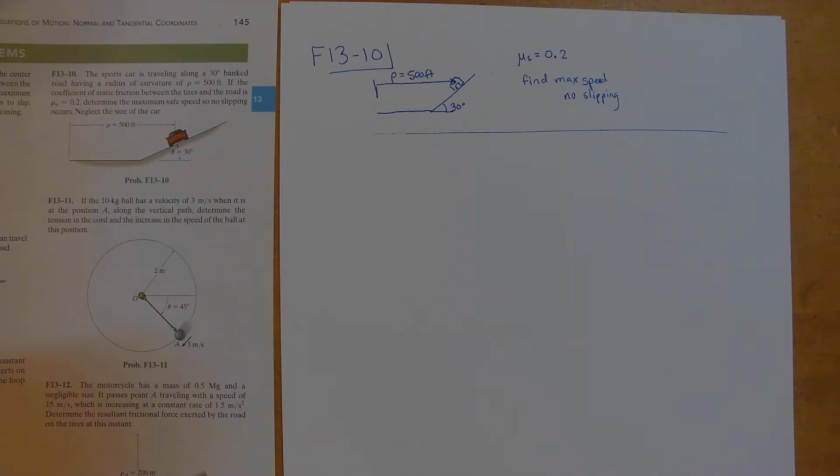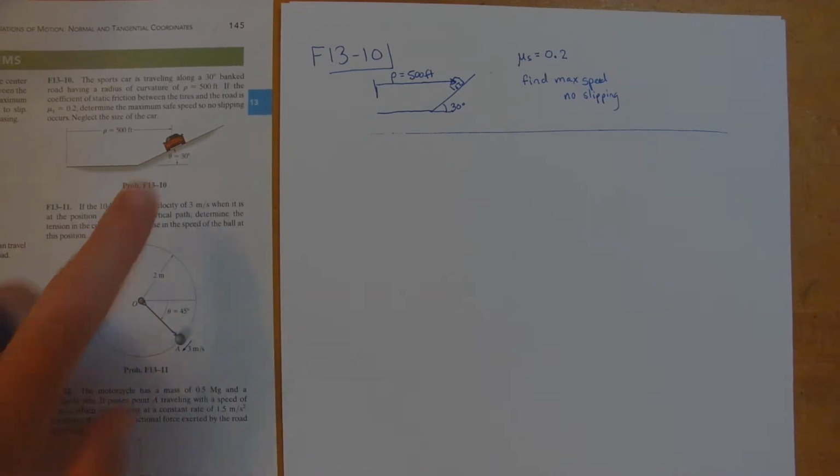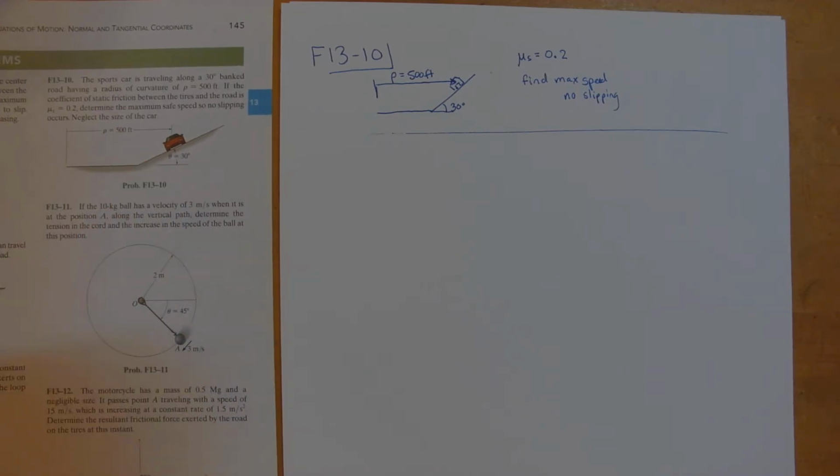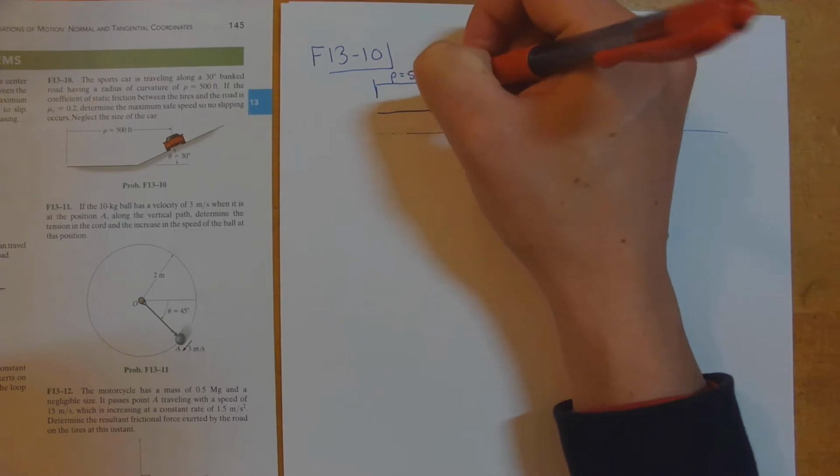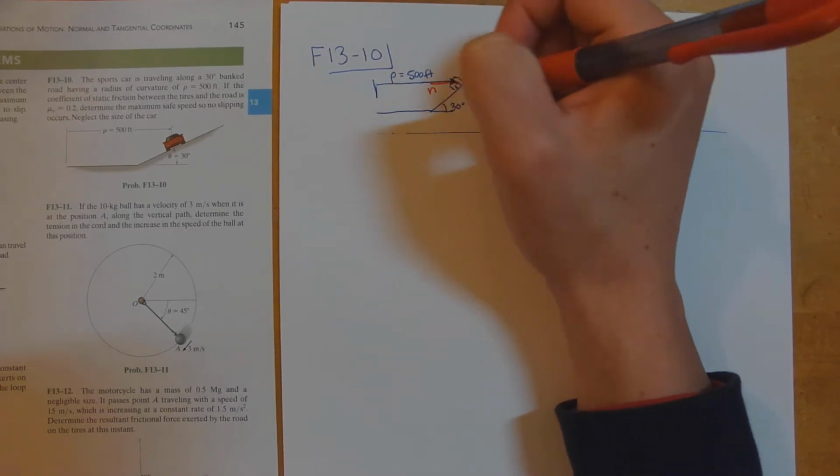So we are in the normal and tangential section. The first thing that we want to do is identify the normal direction and the tangential direction. The tangential direction is easy because that's the direction that the object is moving in. So that would be out of the page for the car. And the normal direction is in towards the center of the circle. I'm not going to draw the tangential direction, but this is the normal direction.